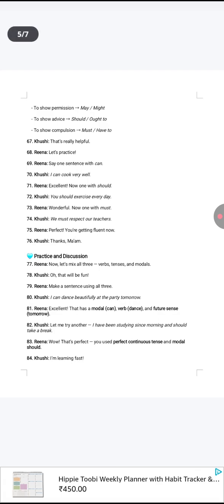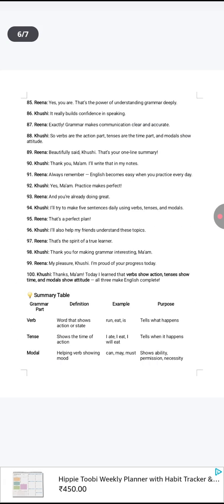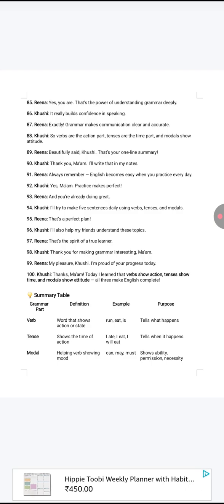I'm learning fast. Yes, you are. That's the power of understanding grammar deeply. It really builds confidence in speaking. Exactly. Grammar makes communication clear and accurate. So, verbs are the action part, tenses are the time part, and modals show the attitude. Beautifully said, Khushi. That's your one line summary. Thank you, ma'am. I will write that in my notes.